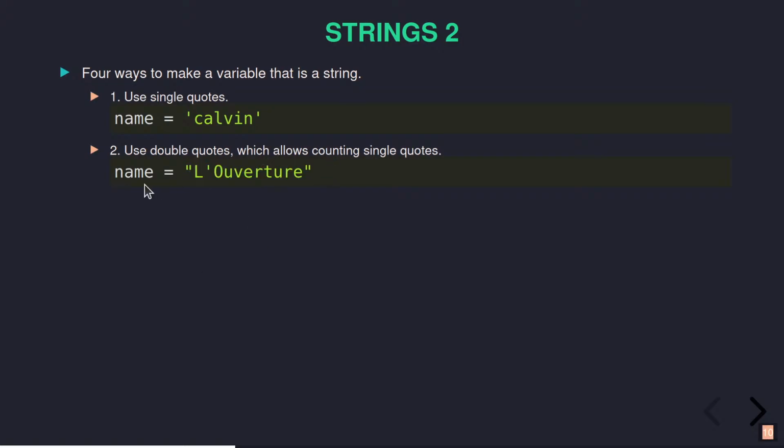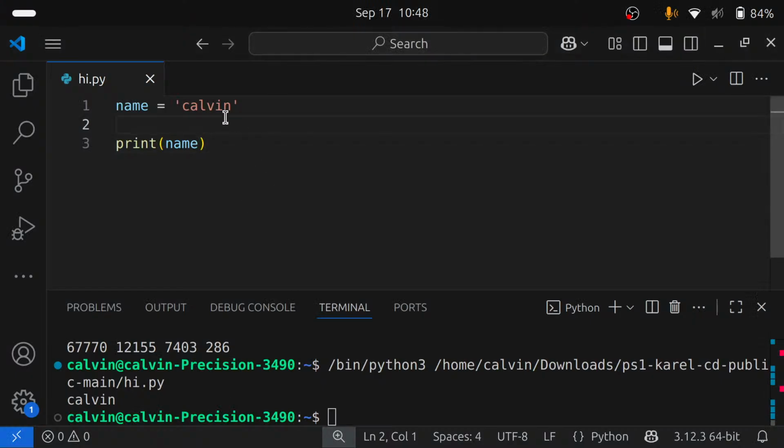I took my other favorite name, Louverture, for Toussaint Louverture, the Haitian revolutionary, right? We're all familiar with the Haitian revolutionaries. AP World History. Oh, is that an AP World History? Well, there you go.